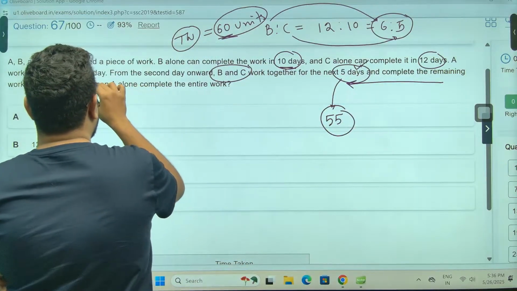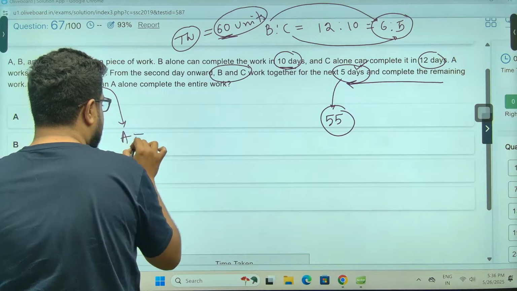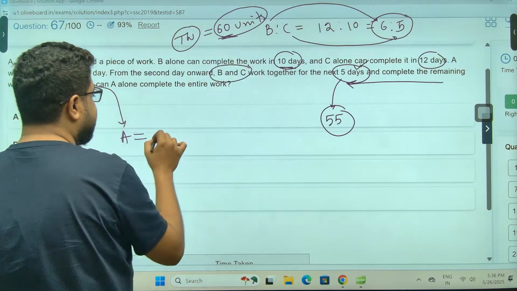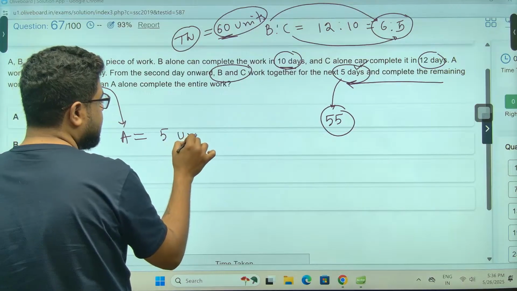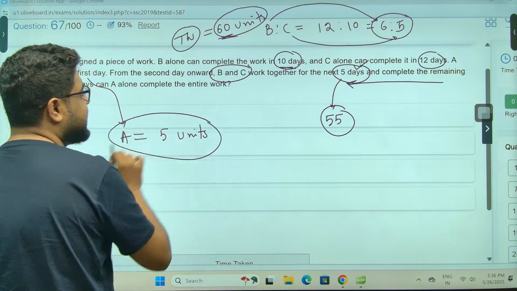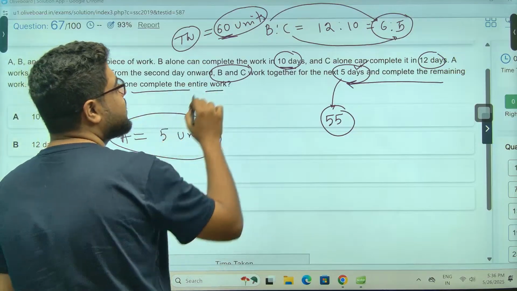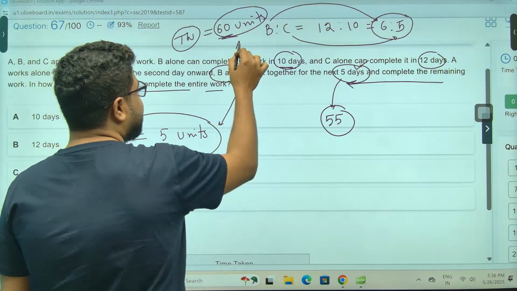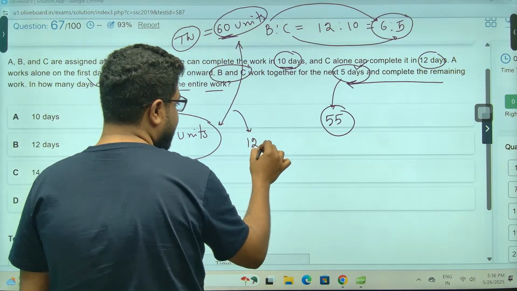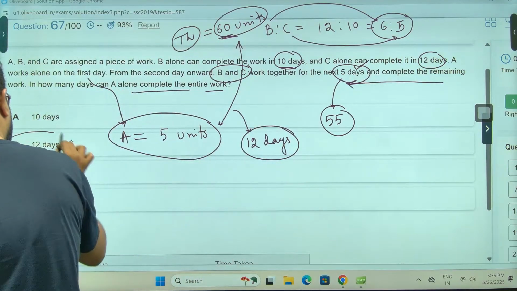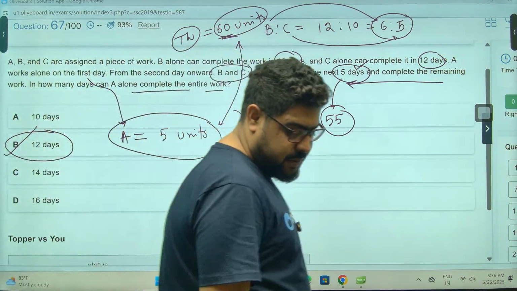So how much work did A do in the first day? The remaining is 60 minus 55, that is 5 units. That is the efficiency of A. In how many days can A alone complete the entire work? 60 by 5, that is 12 days. The answer is 12 days, option number B.